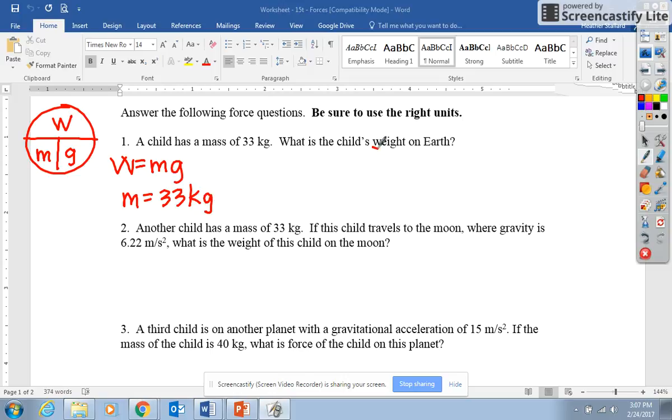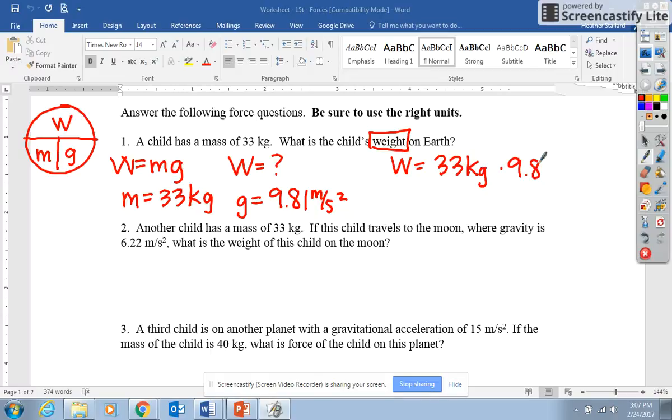It is asking for the weight, so therefore, you know that you're looking for W, which means we should have G. So hopefully you guys remember that G was given to you. I just talked about it in the notes a little while ago, that G, hopefully you guys recognize, is 9.81 meters per second squared. So all you're going to do is just take those two values and plug them in. So W is equal to 33 kilograms times that 9.81 meters per second squared.